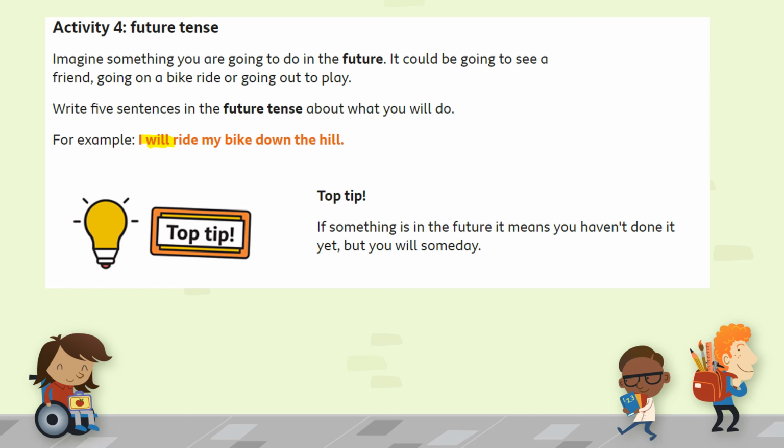Okay. Now remember, this is another 5 sentences that we want to be quality. So if I'm just looking at this sentence here, I will ride my bike down the hill. I could describe the bike, my noun, with an adjective, okay? Or you could add in an adverb about how you will ride it, okay? Top tip: if something is in the future, you haven't done it yet, but you will someday. So that's another 5 sentences about something you want to do in the future.